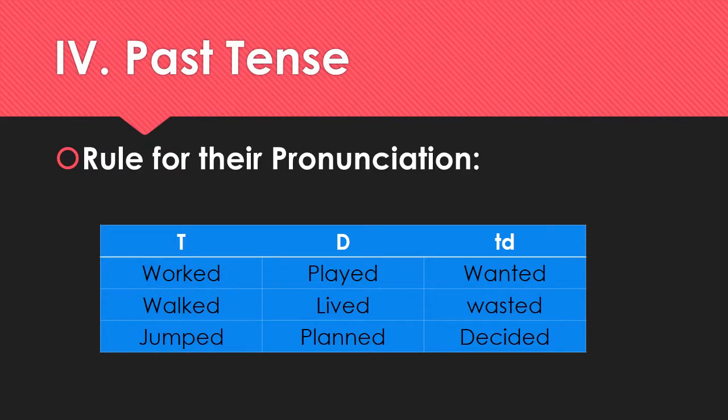Number 4, past tense, rules for pronunciation. Voiceless sounds end with t, for example, worked, walked, trumpet. When a final voiced sound is t or d, because voiced sounds, for example, played, jet, leave it, planet. And t or d sounds, for example, wanted, decided.